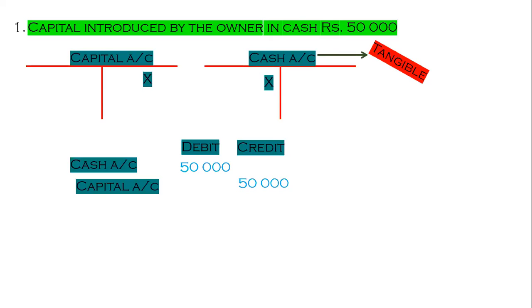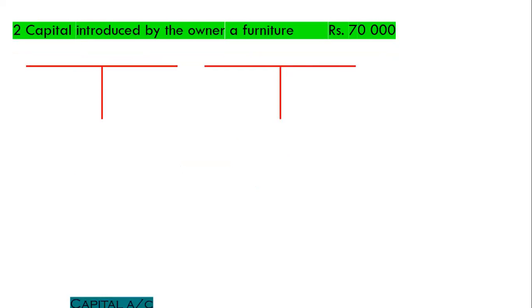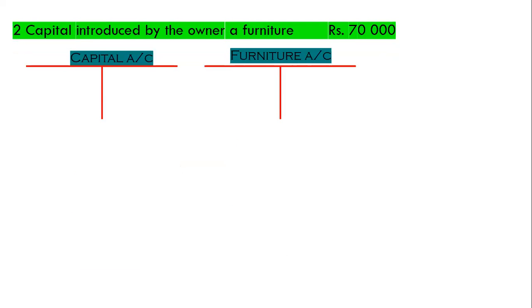Okay, so capital introduced by the owner, we receive money, we receive cash, cash account debit, capital account credit. Let's see one more example. Capital introduced by the owner of furniture 70,000. Two accounts: capital account and, since the owner introduced furniture, furniture account.